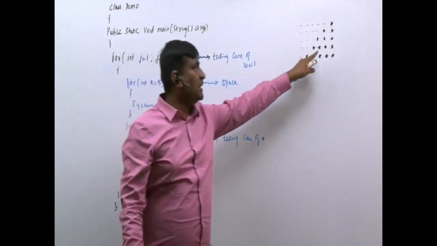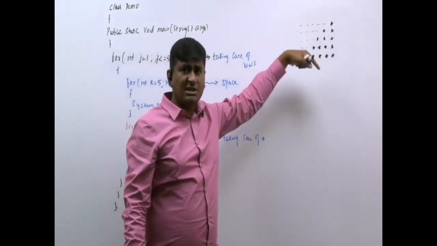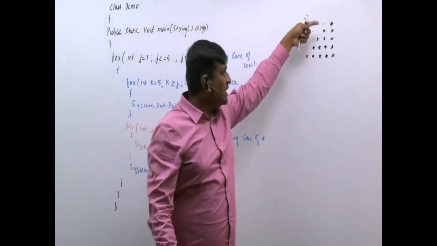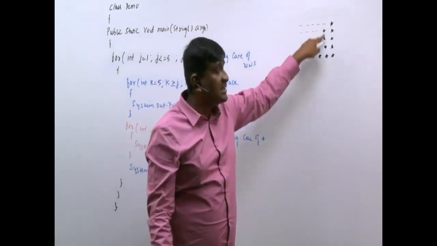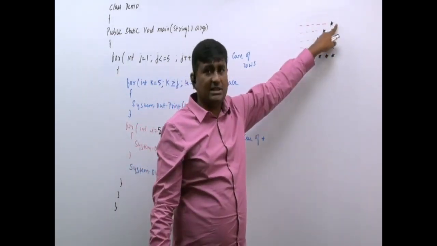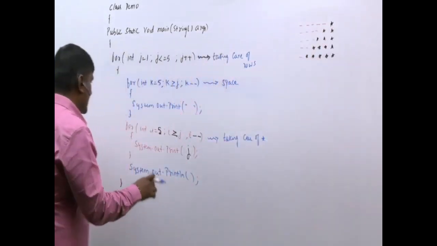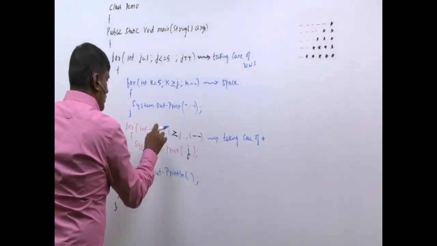Next I should take care of what? Star. Is star the same or changing? If in all the rows 5 stars were there, then I would write I equal to 1, I less than or equal to 5, I plus plus. Since stars are changing, look at what? The first line. In the first line, how many stars are there? 1 star. Hence I equal to 1.